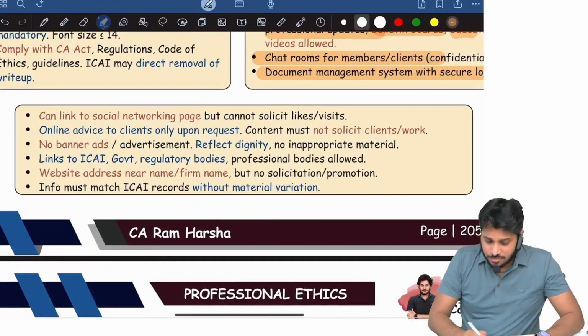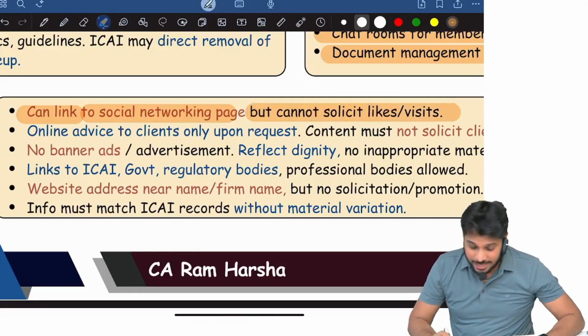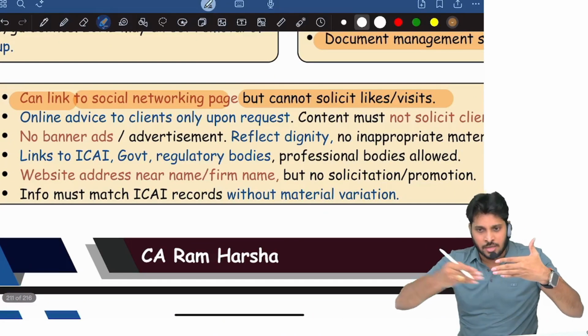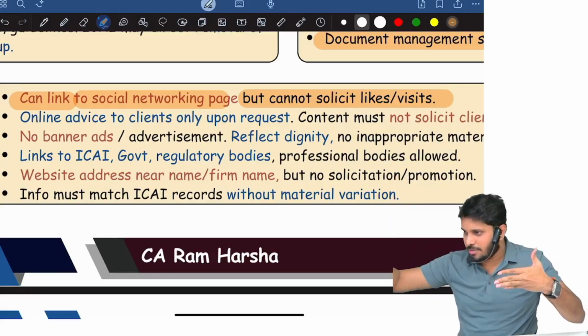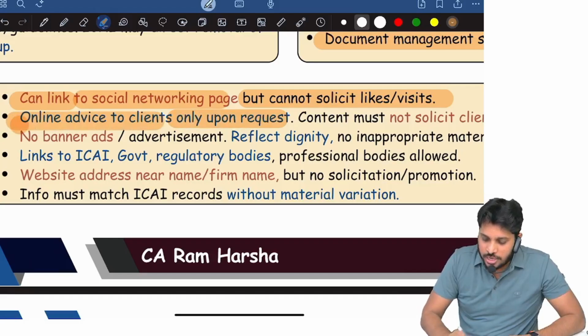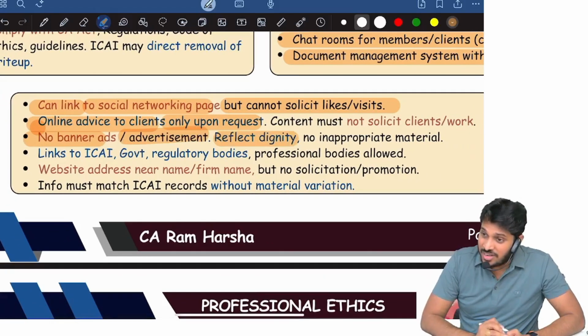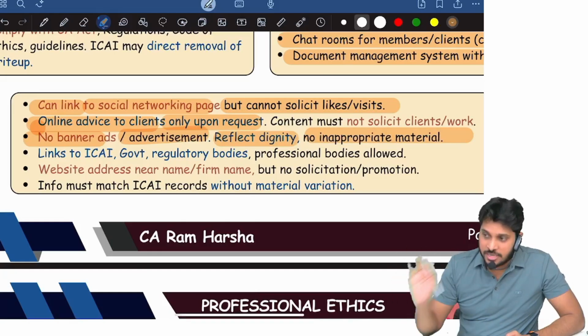And you can have a link to social networking pages, but cannot solicit likes and visits. Like in the website, you can mention Instagram pages of partners, all that you can mention, but it should only work on pull mode. And online advice to clients only upon request. No banner ads, no advertisements. The website must reflect dignity. No inappropriate material on the website.